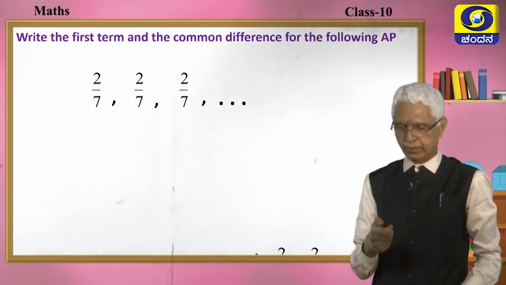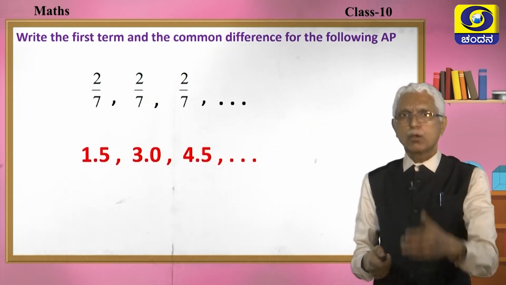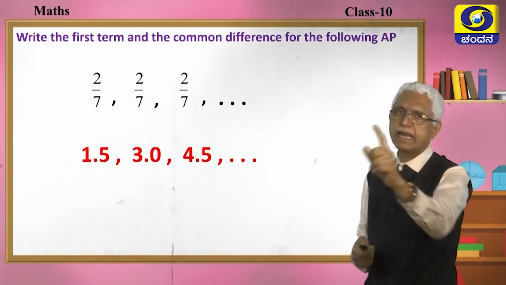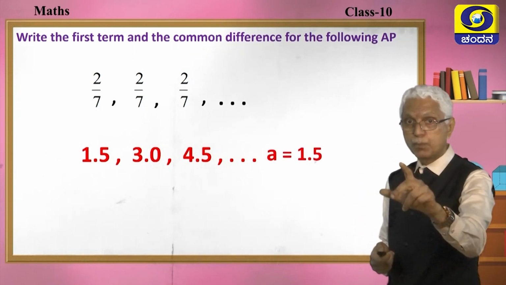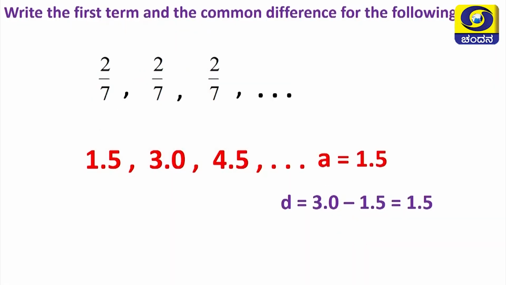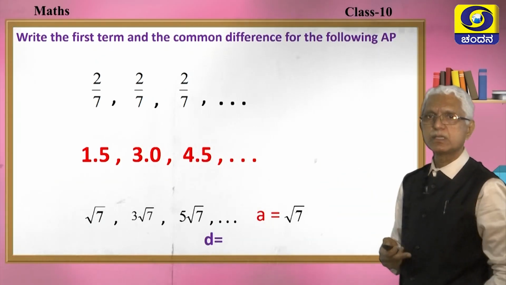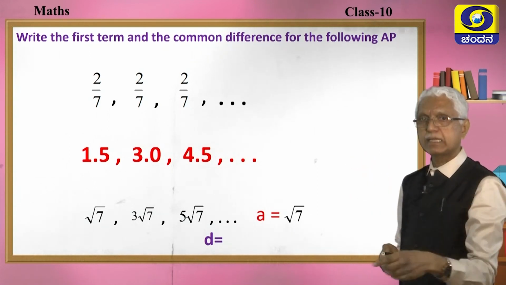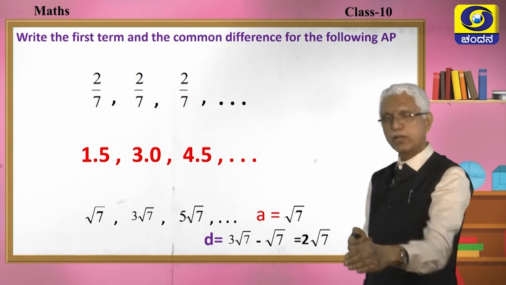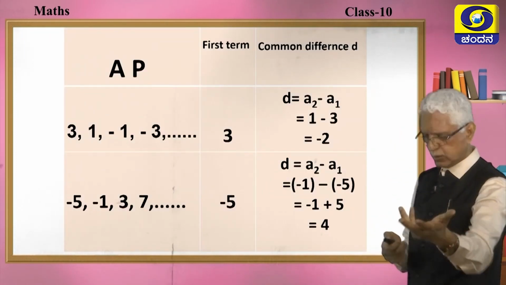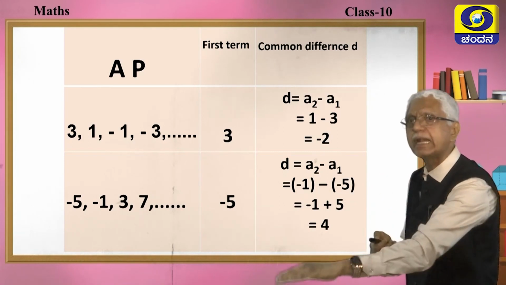Take another example, my dear children. 1.5, 3, 4.5. I am sure by now you have identified it is an arithmetic progression. 1.5 plus what did you add? 1.5. 1.5 plus 1.5 is 3. 3 plus 1.5 is 4.5. So, first term is 1.5, common difference is 1.5. Take the second example, root 7, 3 root 7, 5 root 7. What is the first term? A, the first term, is root 7, and the common difference is 2 root 7. To root 7, you are adding 2 root 7, right?